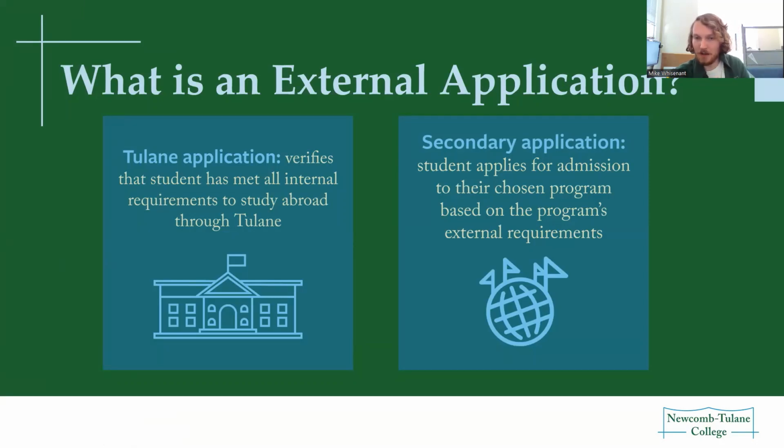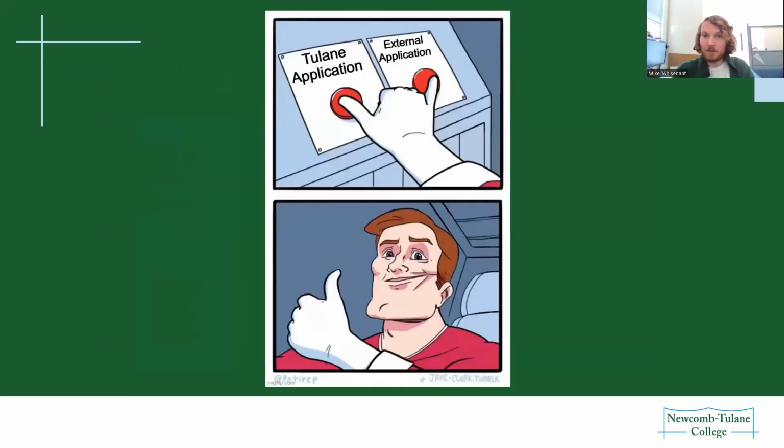That's your external application to study abroad. So this is for your actual admission to the program or university of your choice. That's based on additional external requirements that those universities or program providers have for you. Very important, just to reiterate, if you take nothing else away, there are two applications to study abroad. One is your Tulane application for approval, and then the second is the external application on the program provider website itself. So if you've done both of those, then you're all set.